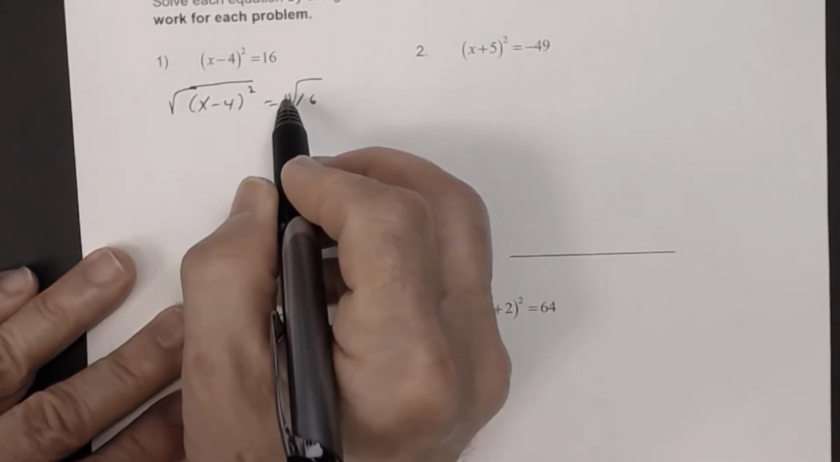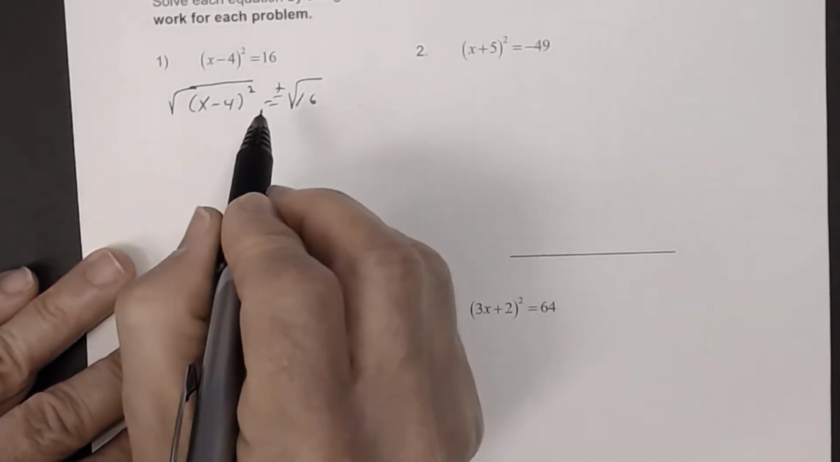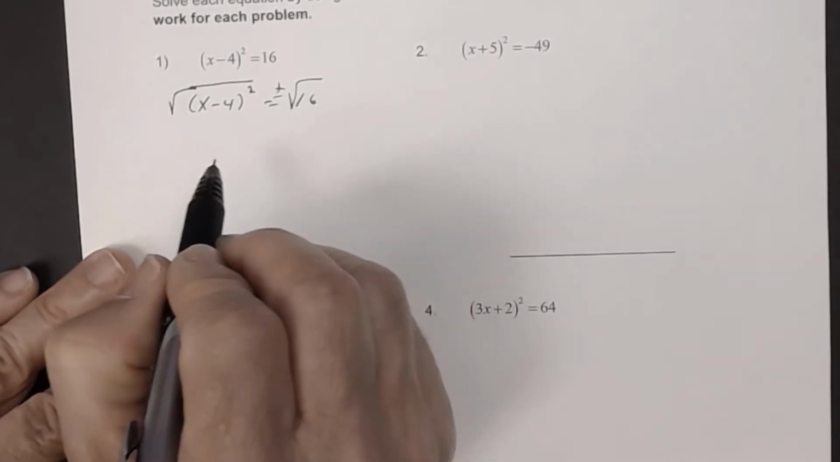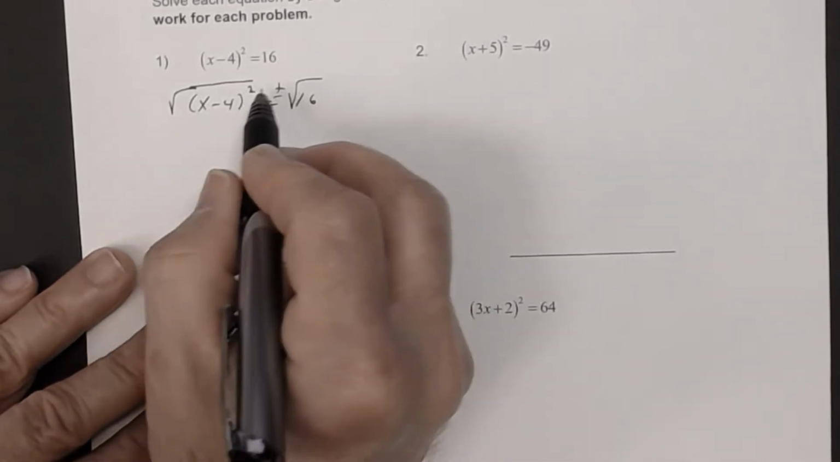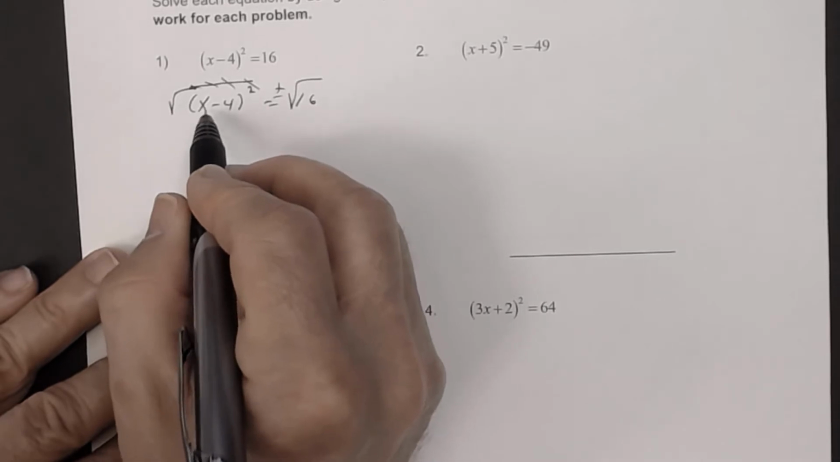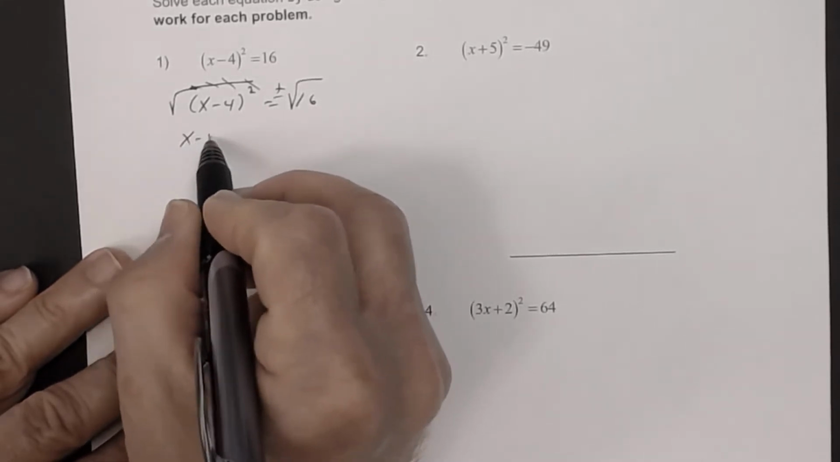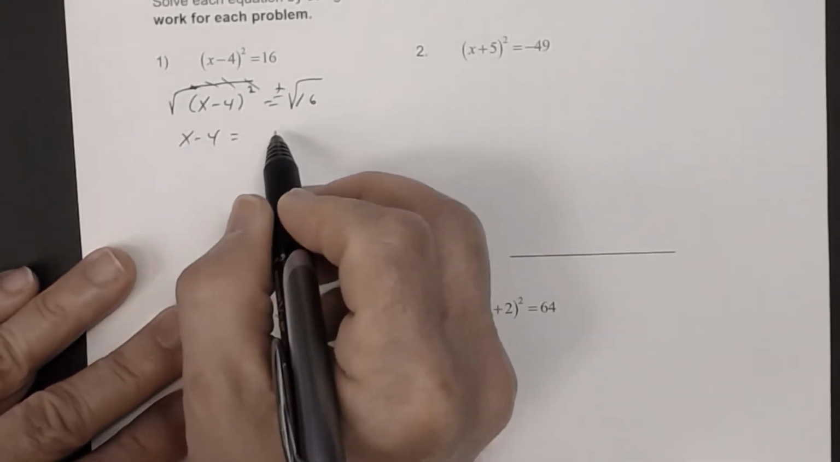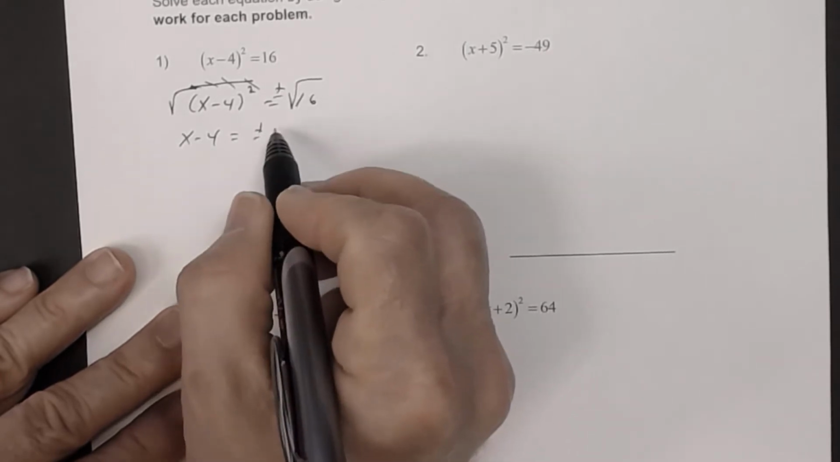But you have to remember, whenever you take the even root of both sides, you get a plus or minus. The square and the square root undo each other, so you're left with the radicand. So that's x minus 4 equals plus or minus, and the square root of 16 is 4.